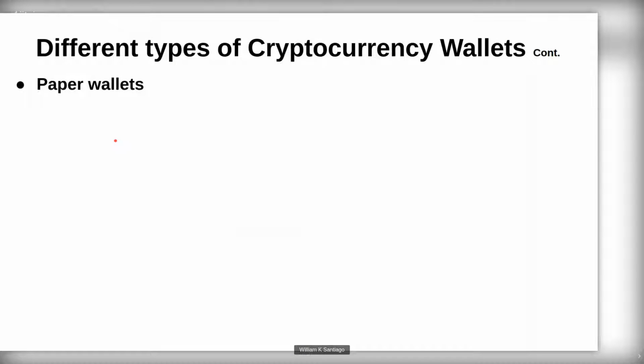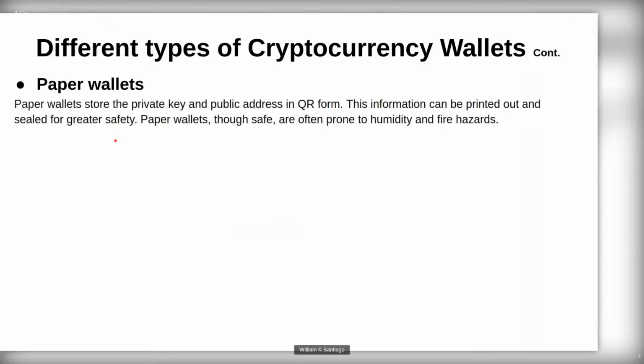Then you move into what we call paper wallets. Paper wallets basically store the actual private key and public address in a QR form or some kind of digital form on a printed piece of paper. The downside of this is that it's prone to humidity and hazards like fire or flooding or whatever. You might lose these private keys if you keep them in a paper format. But they're kind of handy because you can print it and store it at a bank vault, for example, and it could be part of your will for future generations or for your children.